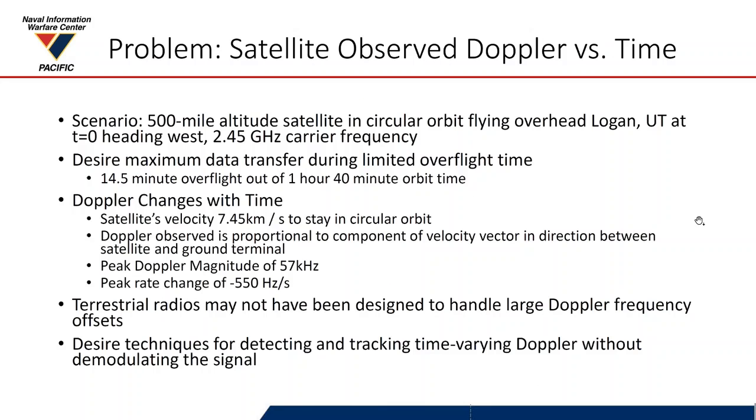The satellite's only overhead for about 14.5 minutes, and it's not going to come around again for almost 2 hours. We'd like to use as much of that overflight time to do data transfers, especially if we want to communicate between two ground terminals that are within view of the satellite but not within view of each other. The problem is those ground terminals might have been designed without those large Doppler offsets associated with fast-moving LEO craft in mind. So what we'd like to do is have a technique for detecting and tracking a time-varying Doppler resident on the satellite that doesn't require demodulating the signal.